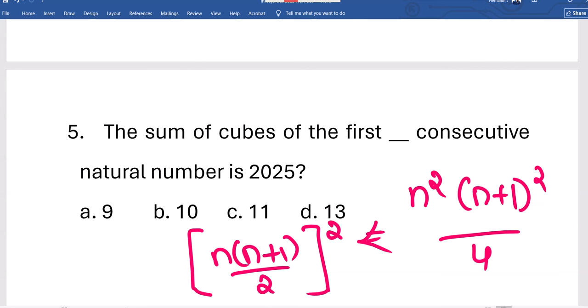But I am very simple. No need of this formula. You just go for the options. 11 and 13 are directly eliminated.